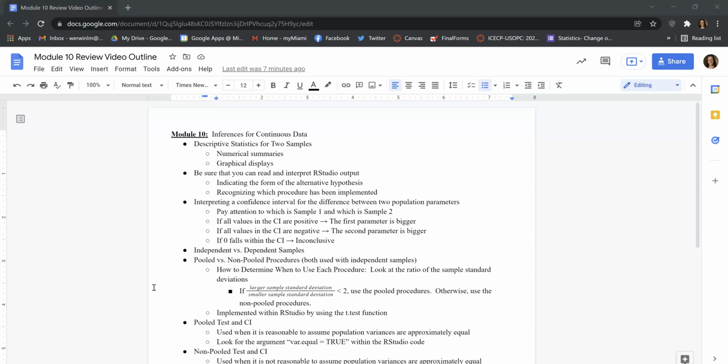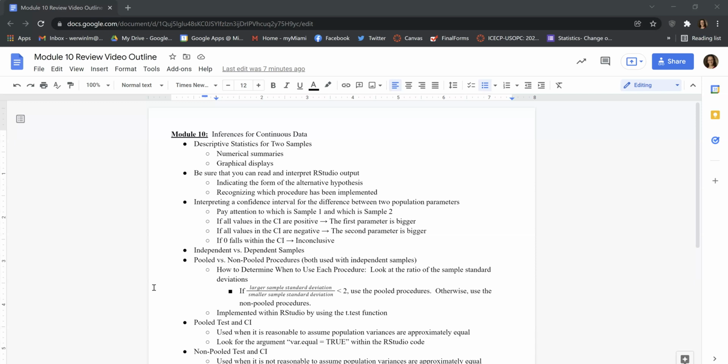It's also important to recognize which procedure has been implemented. You need to understand which arguments within the RStudio code, and oftentimes within the same function, allow you to differentiate between the different procedures that were presented here in Module 10. Another big idea from Module 10 is that you need to understand how to interpret a confidence interval for the difference between two population parameters.